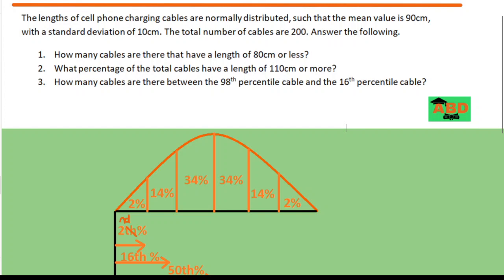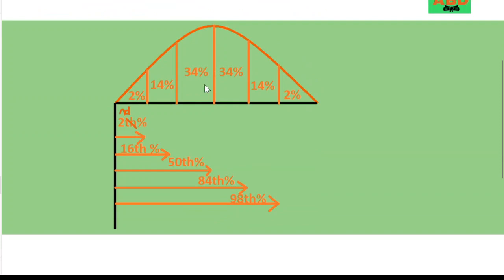Today, what we're gonna do is look into a normal distribution problem. So, here it goes. The length of the cell phone charging cables are normally distributed. Okay, stop. The second you see this phrase, normally distributed, the first thing that you need to do is draw the normal distribution curve, which has basically 6 sections in symmetry, and you kind of have to memorize these percentages.